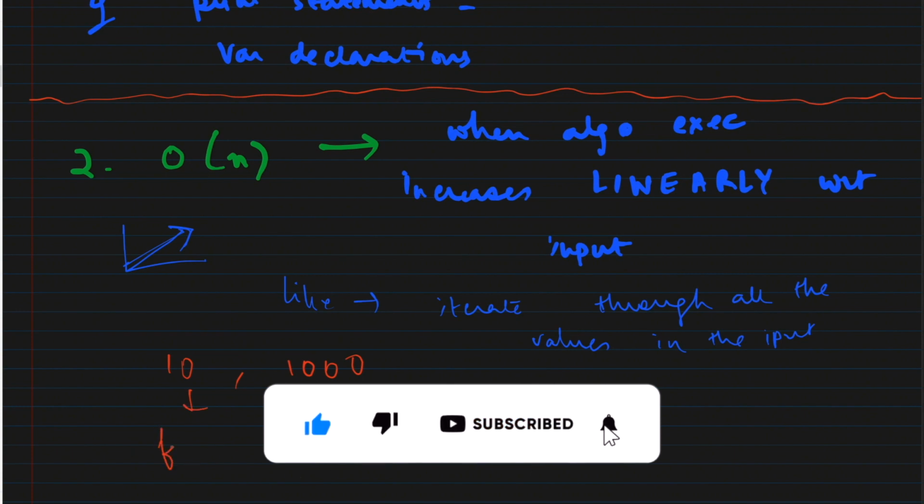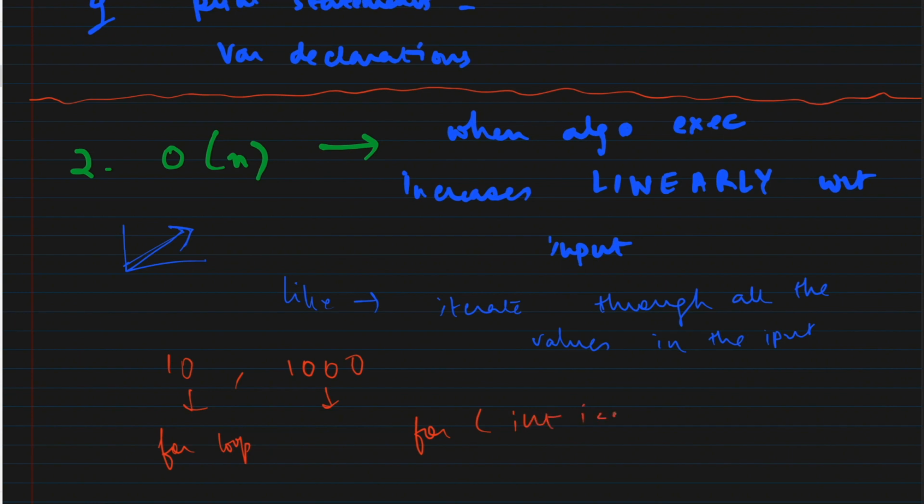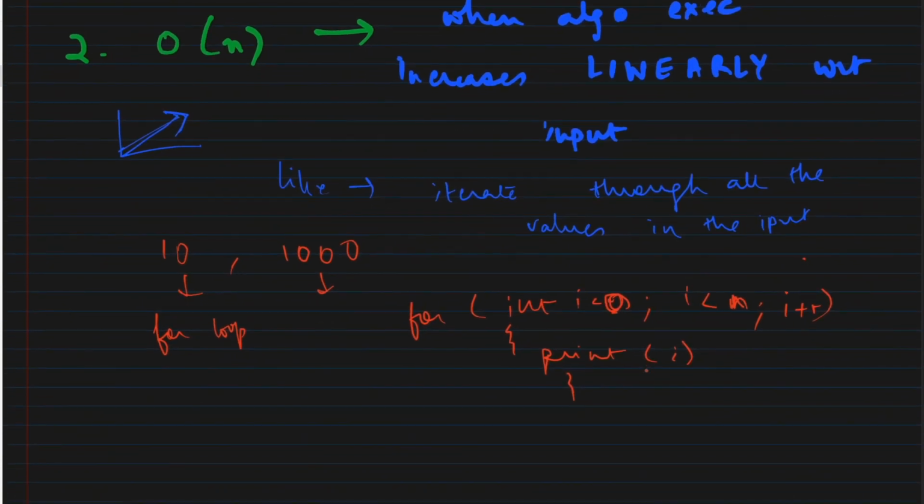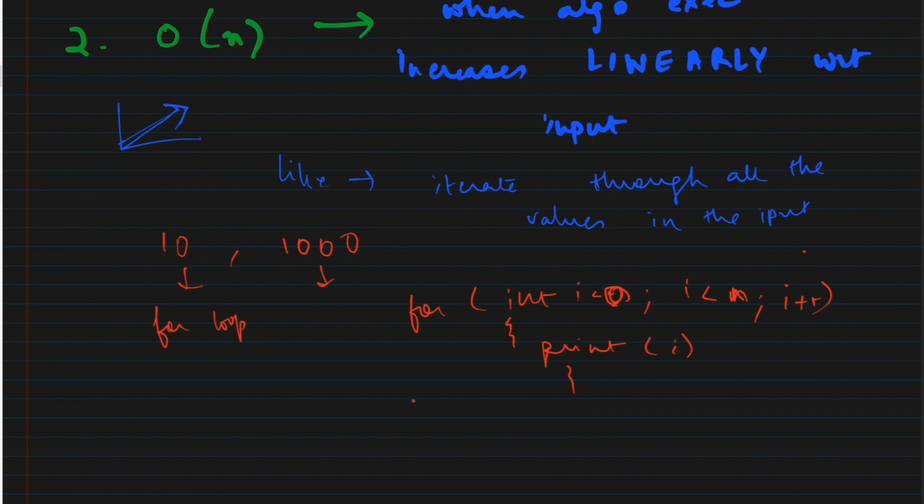For example, a for loop. So I have a for loop starting from 0 going till n, i plus plus. Within that I am printing the value of i. So essentially I am walking through every value from 0 to n. I am iterating through all the values in the input. That is why this program is going to run n number of times, and hence the time complexity is O of n. It is also called linear time complexity. So these words are important.